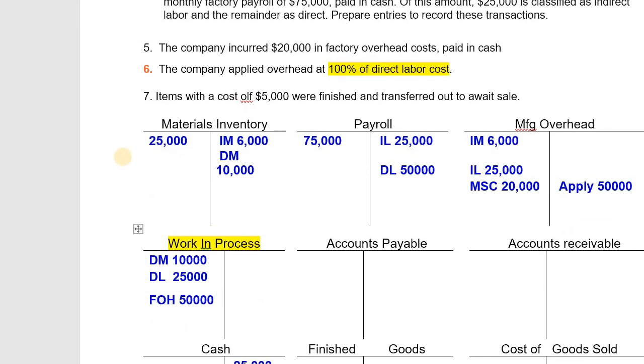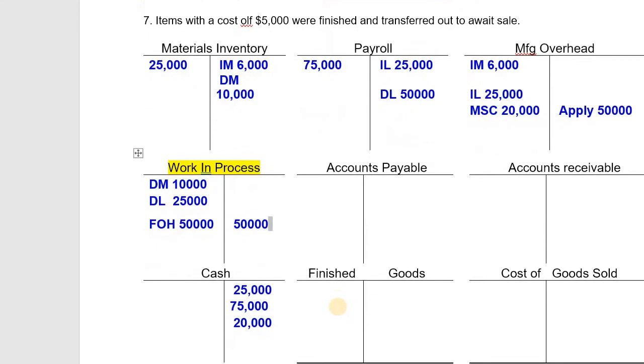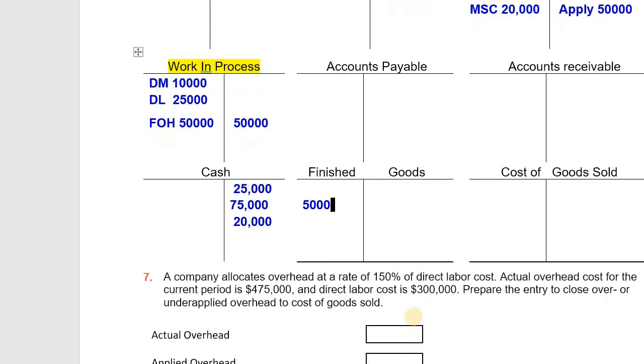Okay, next, items with a cost of $5,000 were finished and transferred out to await sale. So we're going to have finished goods. We're going to take $5,000 out of work in process and move it to finished goods. Okay. And that'll be that.